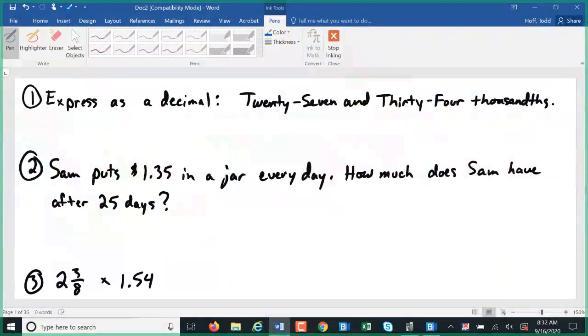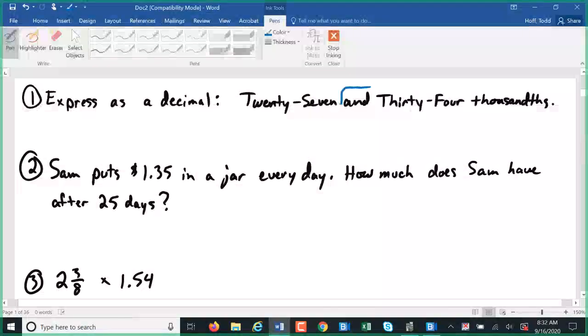So to go over our problems we have here, first one is express this as a decimal. 27 and 34 thousandths. Well, in that statement, the "and" is signifying the decimal point. So 27 is in front of the decimal point, and we put in our decimal point.